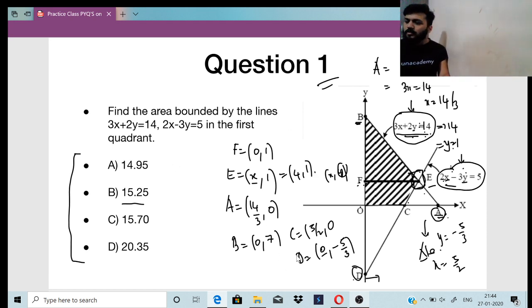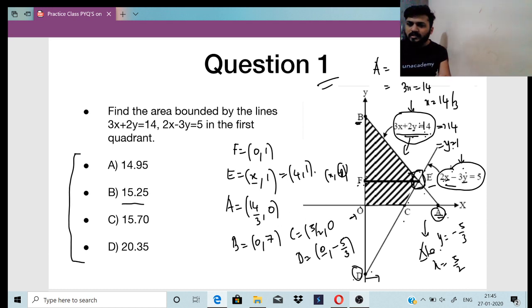How did we get all the points? Any doubts in this? The B, E, A, these 3 points are from this line, 3x plus 2y equals 14. And D, C, E, these 3 are from this line, 2x minus 3y equals 5. F is 0, 1. F is 0, they have already given for one side, that is x, 1. E becomes y same, then substitute both the equations, you will get 4, 1.